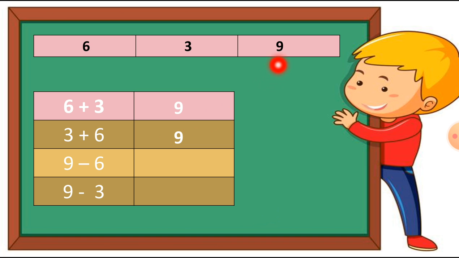Now let's take 9 number first and then 6. So 9 minus 6 is equal to 3, and 9 and 3 we take. 9 minus 3 is equal to 6. So you can see this, students, that the family number will always come as an answer and also in the questions. Hope you understood this.